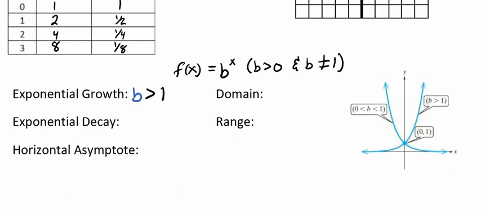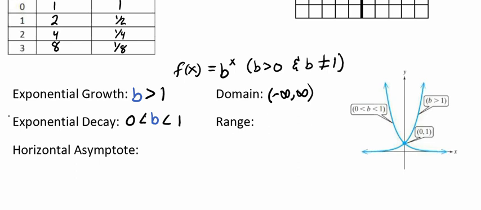Now if, however, our b value sits between 0 and 1, that is going to give us our exponential decay, which is why earlier our 2 to the x was a growth, but our 1/2 to the x power was a decay, because 1/2 is between 0 and 1. Our domain is going to be all real numbers. We're not going to have any restrictions as to what x can be.